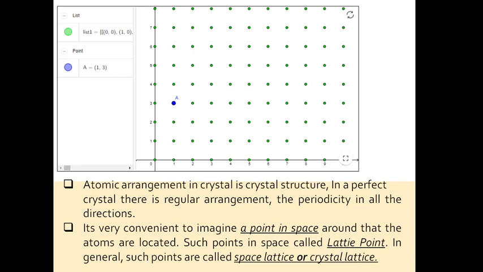So basically a lattice is a mathematical tool which is used to indicate or pinpoint the position of an atom in space, or to presume the availability of atoms, and these are known as lattice points. Such points in space are called a space lattice, or sometimes the other way round, lattice space, and commonly called crystallites.